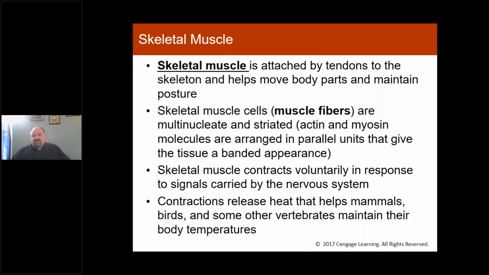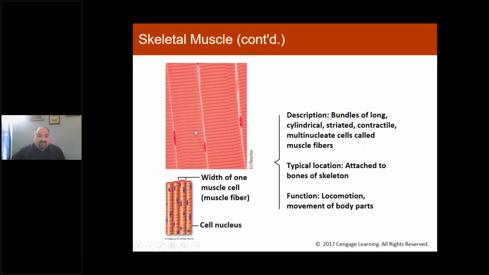Now, this is an interesting point that you should know: contractions release heat that helps mammals, birds, and some other vertebrates maintain their body temperature. So the physical action of your muscles contracting helps to increase body temperature and contribute to your core body temperature and maintenance of that. So here we have, you see how this is different? I said skeletal muscle is kind of like these rods, whereas ligaments and tendons are kind of wavy lines. You'll see here that's not the case for skeletal muscle fibers, the muscle cells.